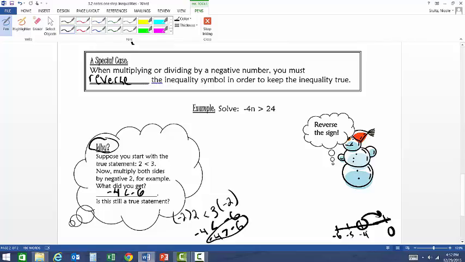So let's go up here and we'll try to apply that rule to this problem. So what I'm going to do is I'm going to divide by negative 4, just like I would in a normal problem. When I go to write my answer, because I divided by a negative, this symbol needs to be reversed. So numbers less than negative 6 will make this problem true.